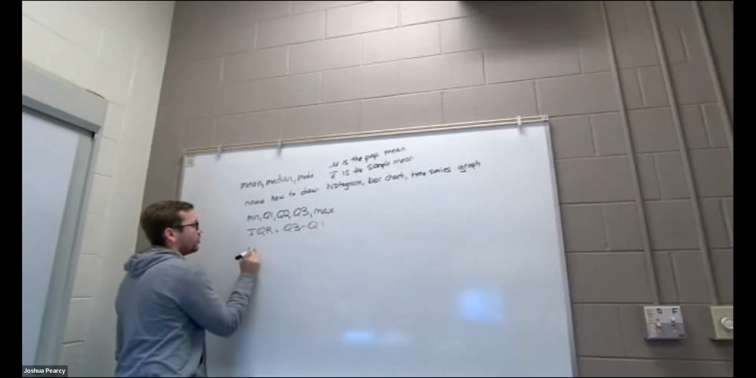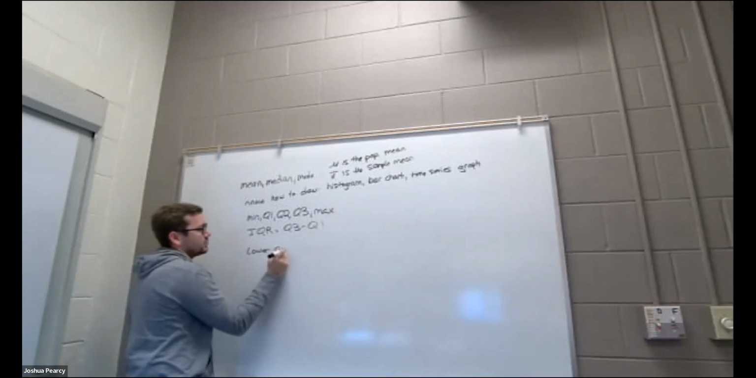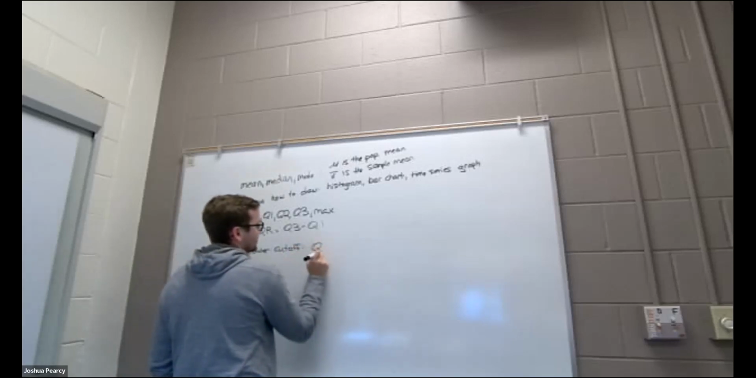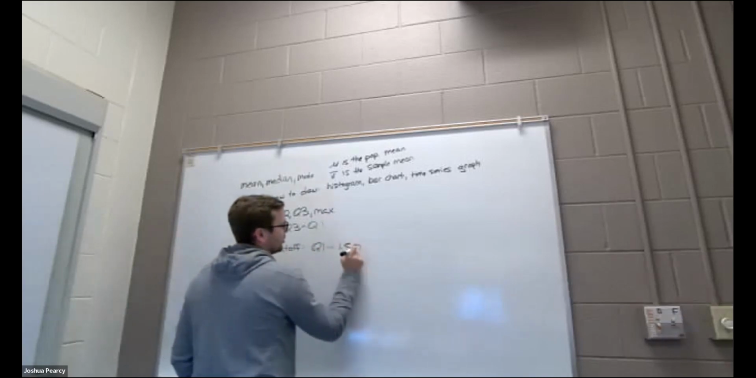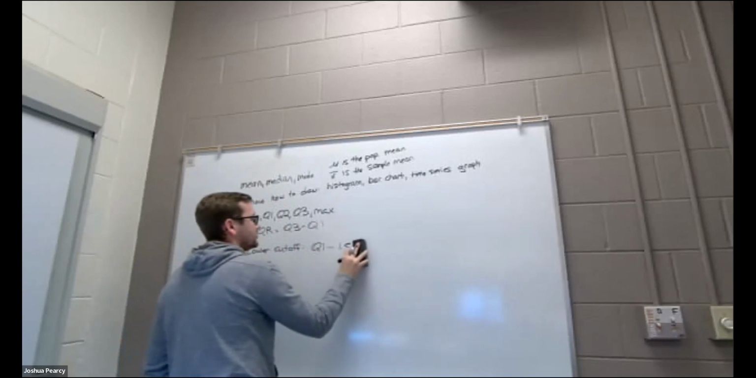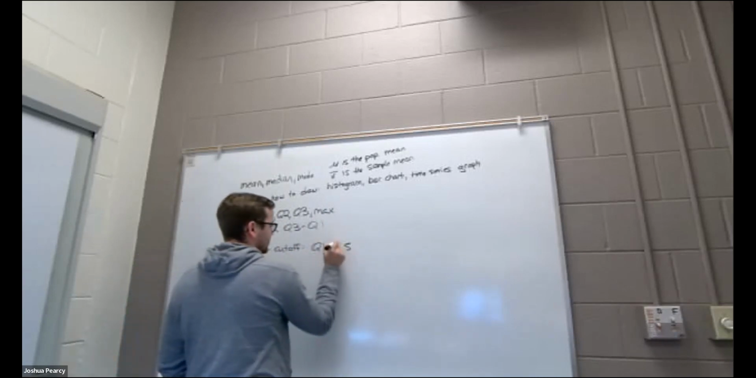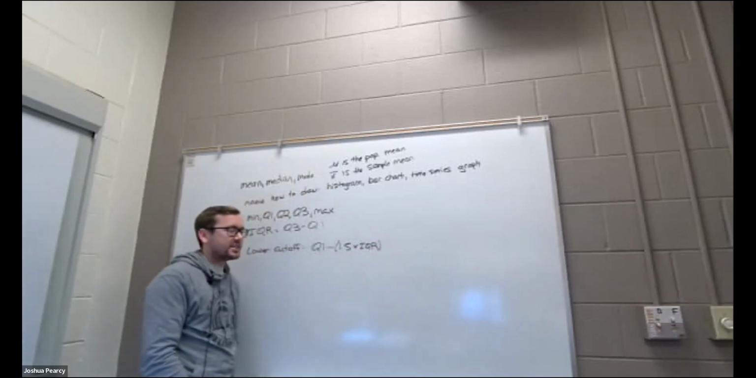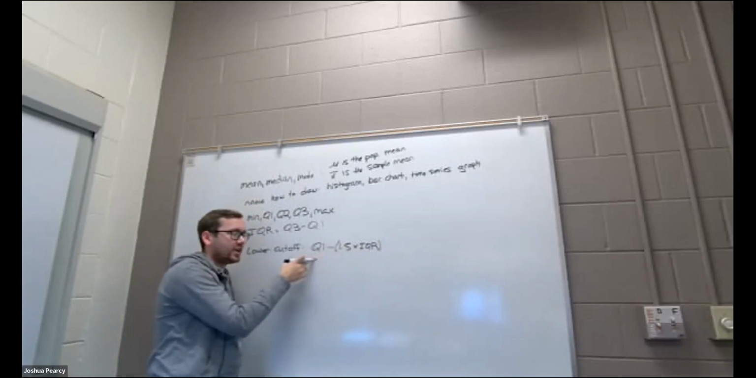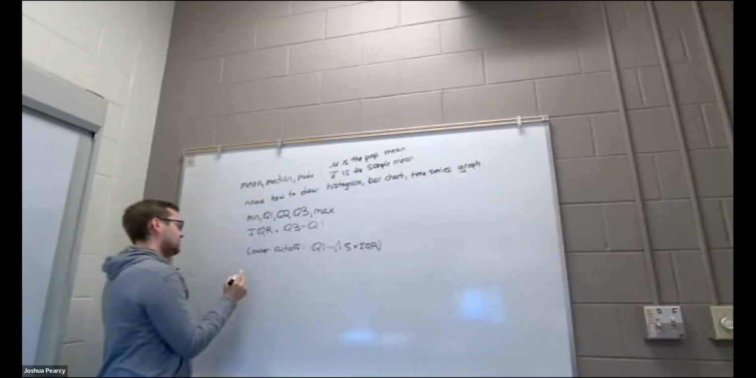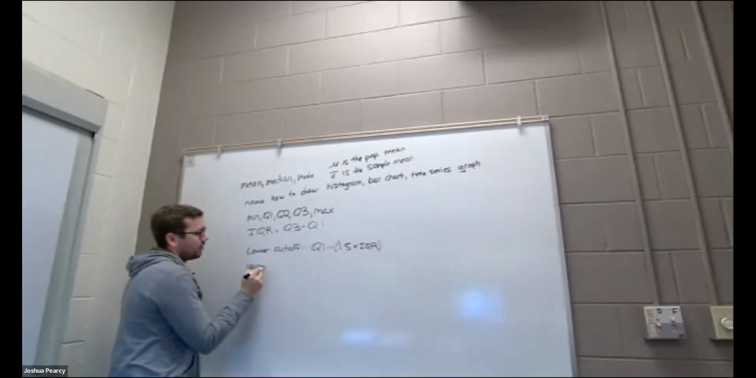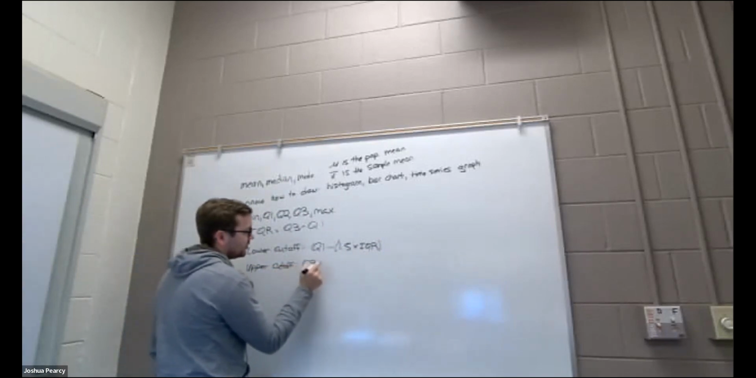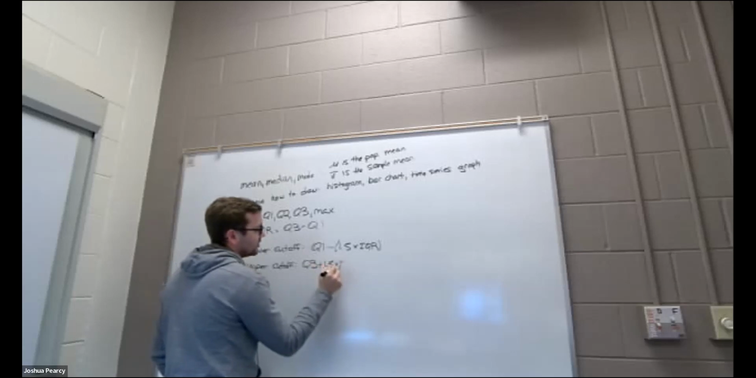And then the lower cutoff for outliers is what? The lower cutoff is Q1 minus 1.5 times the IQR. I'm putting that in parentheses because it's only 1.5 times IQR, not 1.5 times Q1. And then the upper cutoff is Q3 plus 1.5 times IQR.